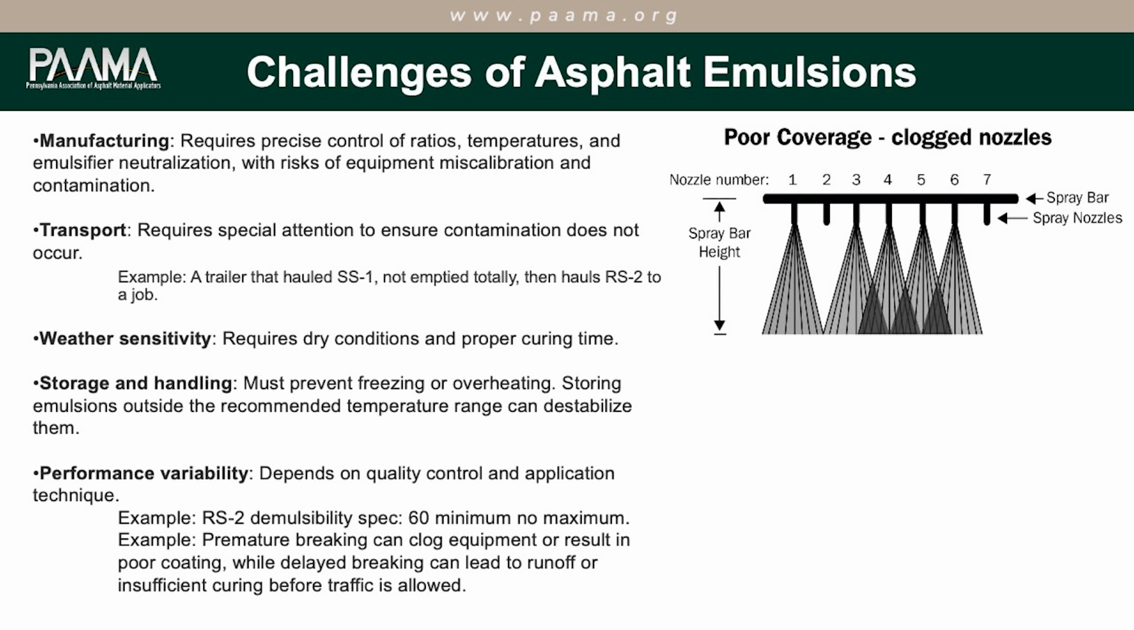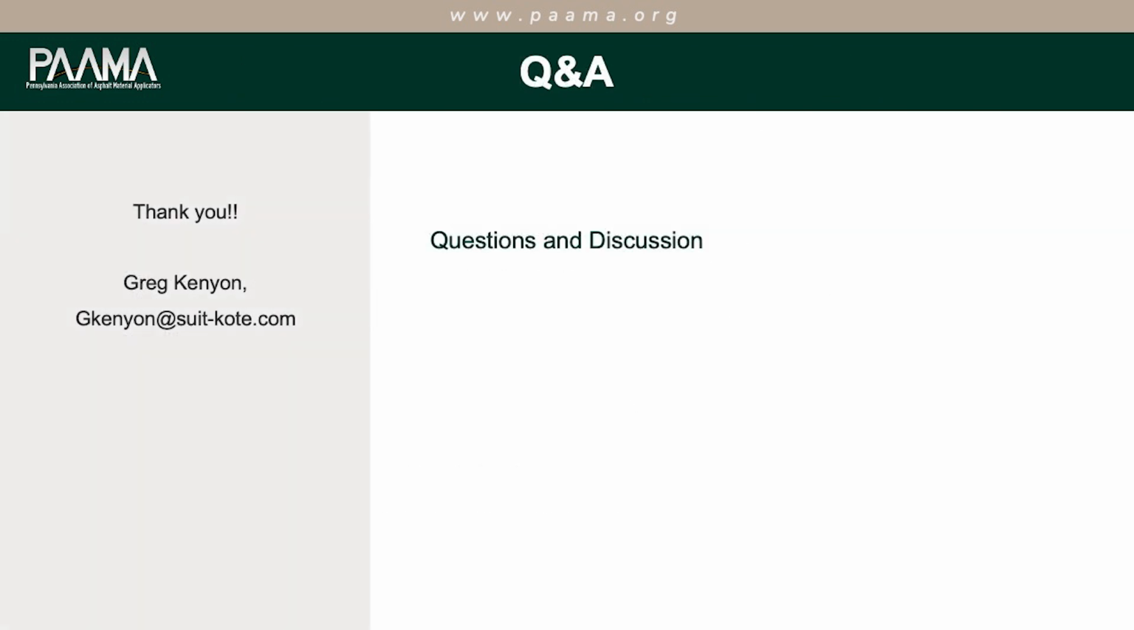Another one of the challenges is performance variability. So for PennDOT, RS2 has a demulsibility spec, which is a 60 minimum with no maximum. So if you have one supplier who's in between 60 and 70 demulsibility, your set time could be closer to an hour. If you have someone who's in the 90s for demulsibility, your set time could be 10 minutes or less. So that does make a big difference in your quality, but it's all passing oil. So it's just something to consider when you're looking at test results and things like that.